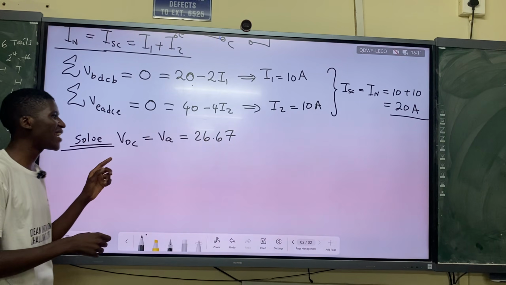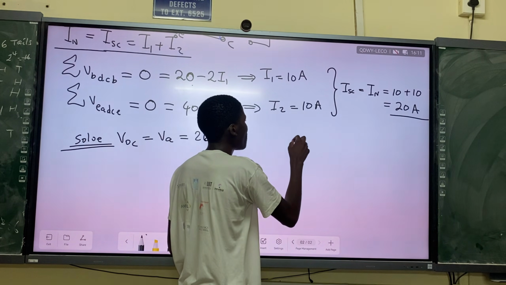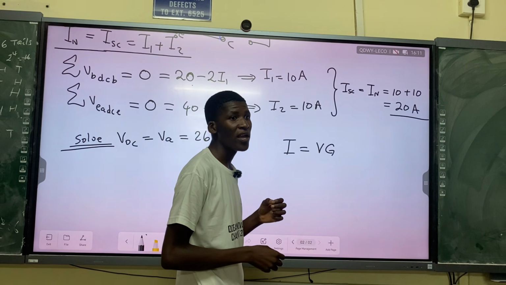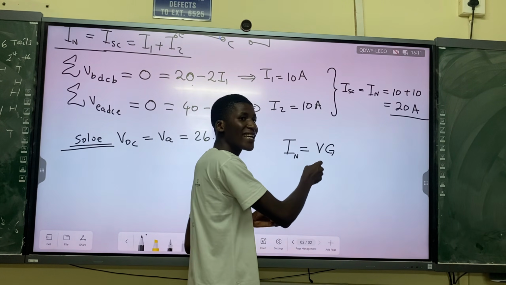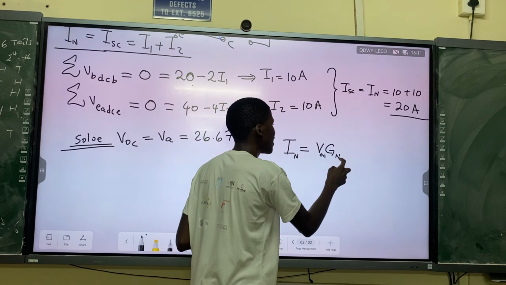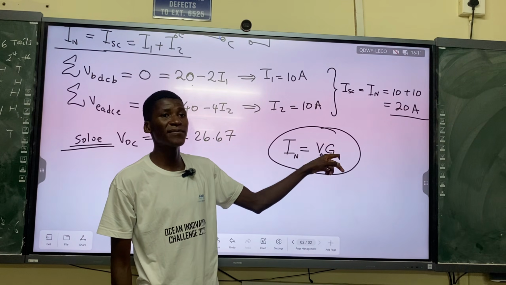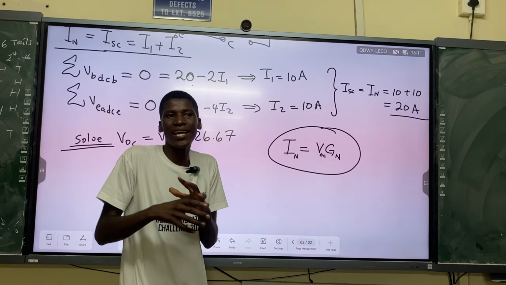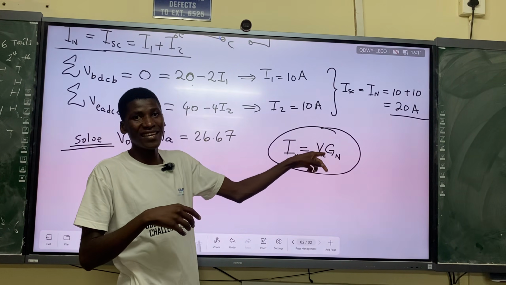The Norton's conductance, I told you last time when we were introducing our network theorems, that basically we know that the current is equal to the voltage times the conductance. So for me to find the Norton's conductance, I'm going to use the open circuit voltage times the Norton's conductance. Because you know that the current is equal to the voltage times the conductance. That's why we are not using the resistance version, the Ohm's law. We are using the conductance version.